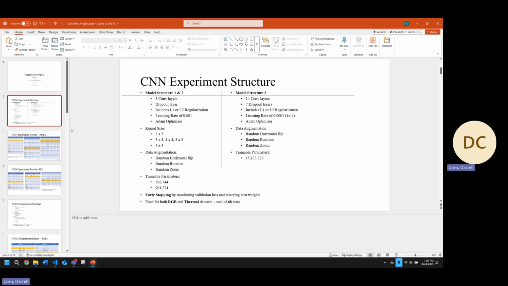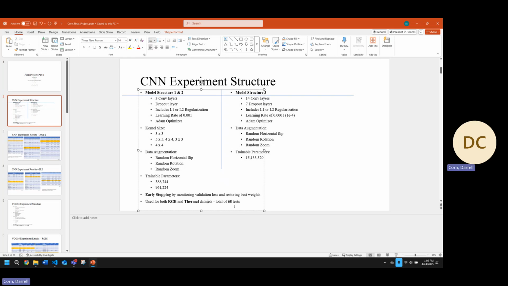So I'm not going to go too far into this, but I used three different model structures for my CNN experiments. One had a really low amount of parameters at 388,000. The other one was close to a million. And then I made a third model structure where I tried to copy the VGG16 structure. So it was like 14 convolution layers, up to 7 dropout layers, regularization, low learning rate, all that good stuff, up to 15 million parameters. And that ended up... well, I'll talk about that later.